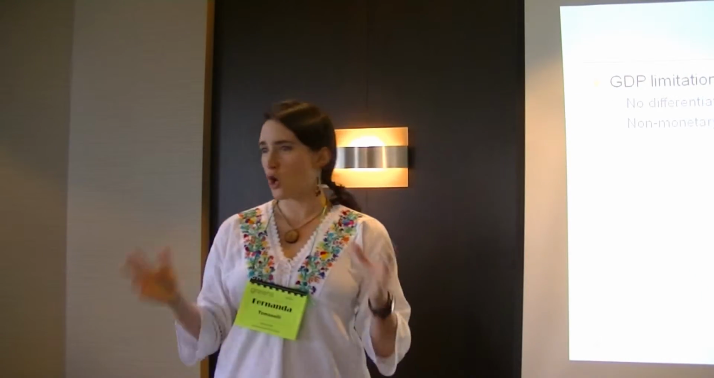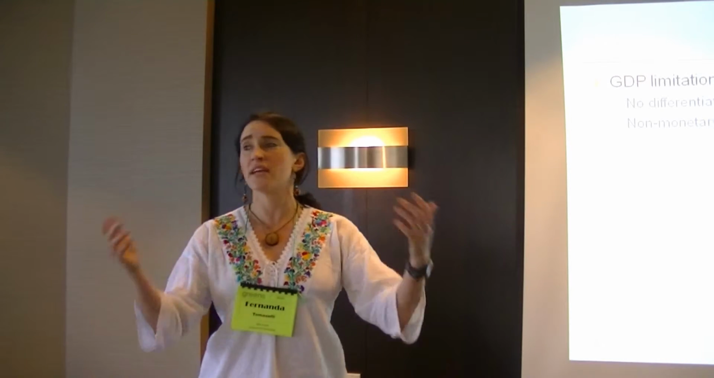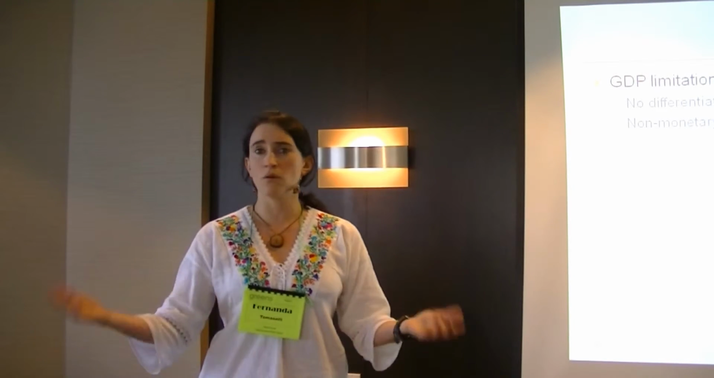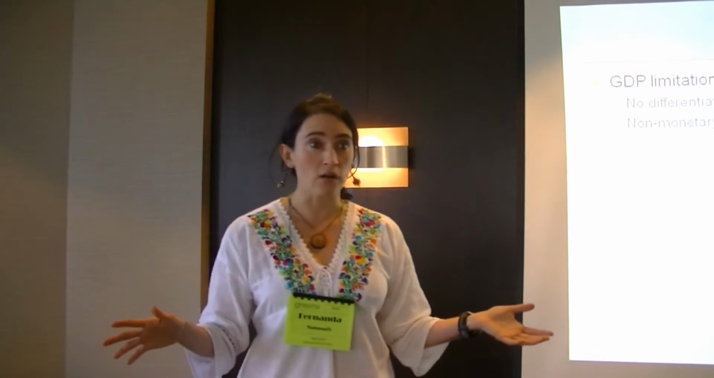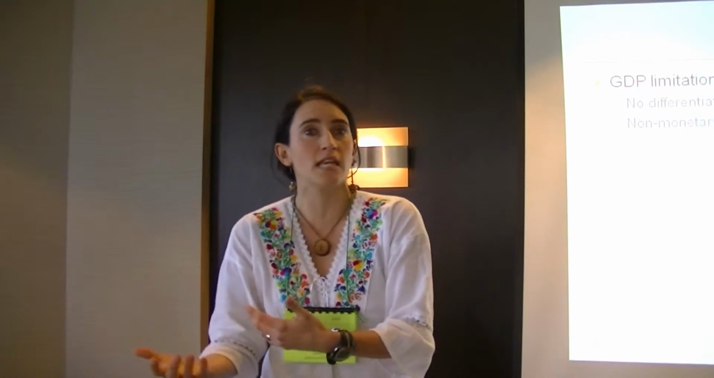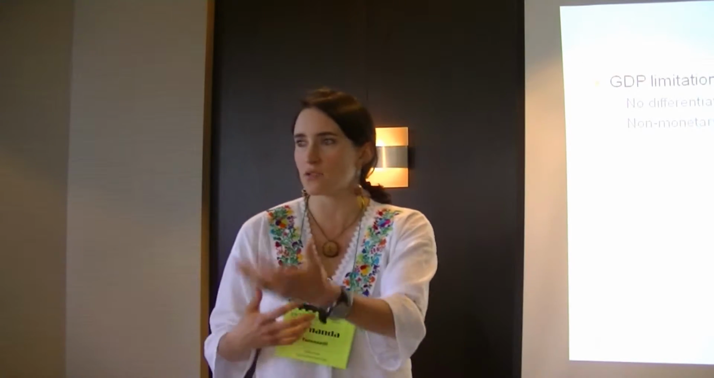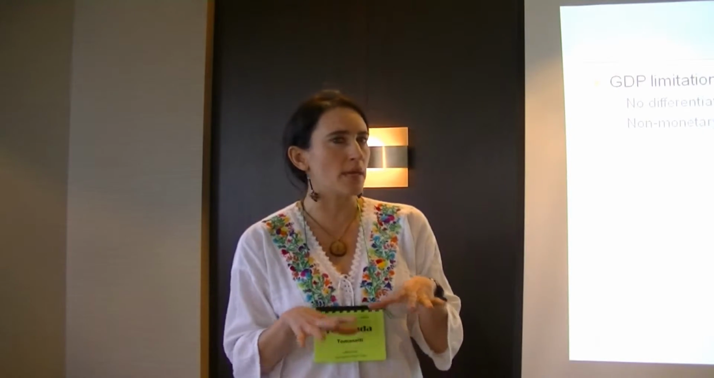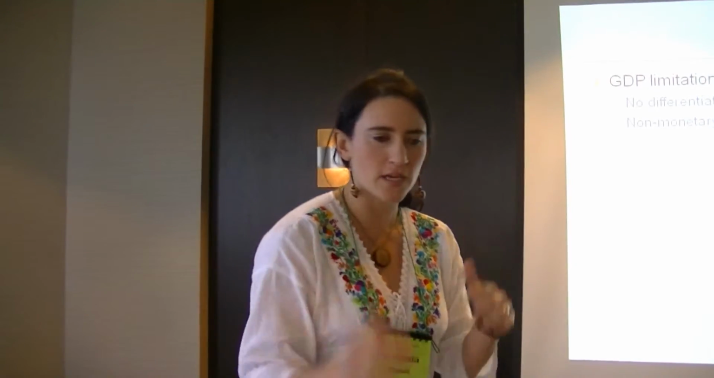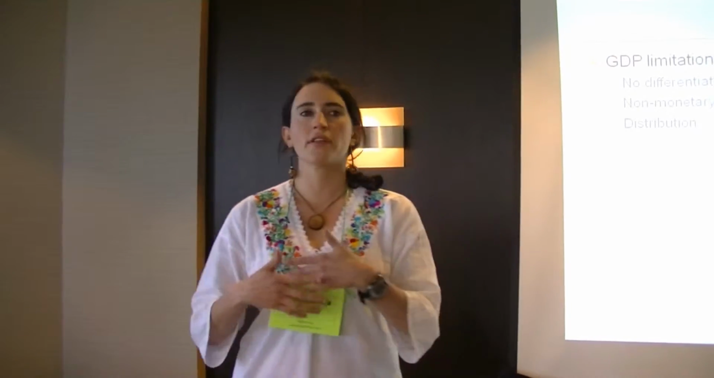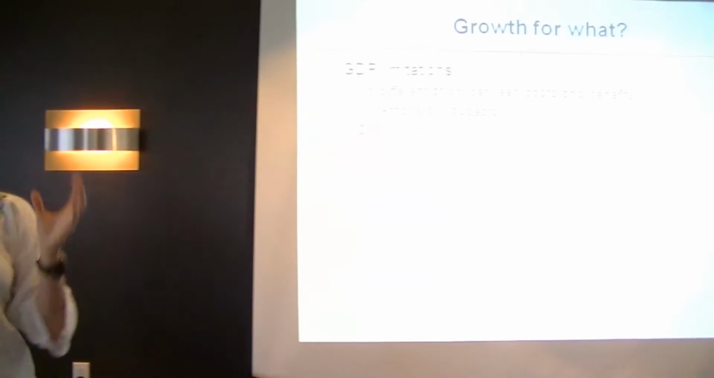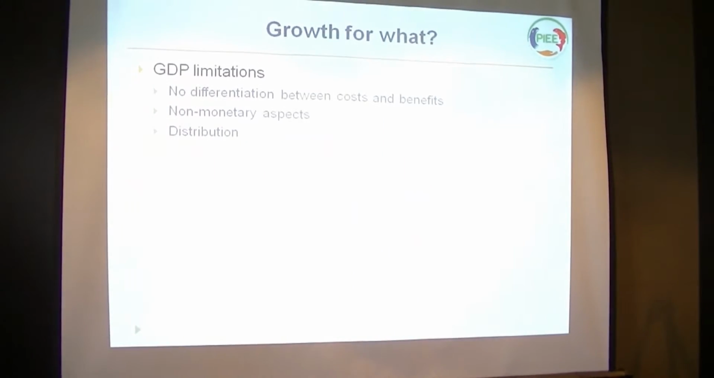Non-monetary aspects are not accounted for. If we have very healthy people that don't need to go to the hospital, that is not accounted in GDP, whereas if we have a lot of sick people that need to pay for hospitals or doctors, that is accounted in GDP. So it really doesn't make a difference between what is really a benefit and what is really a cost. Also, it doesn't account for distribution of wealth. We are becoming richer, but how is that wealth being distributed?